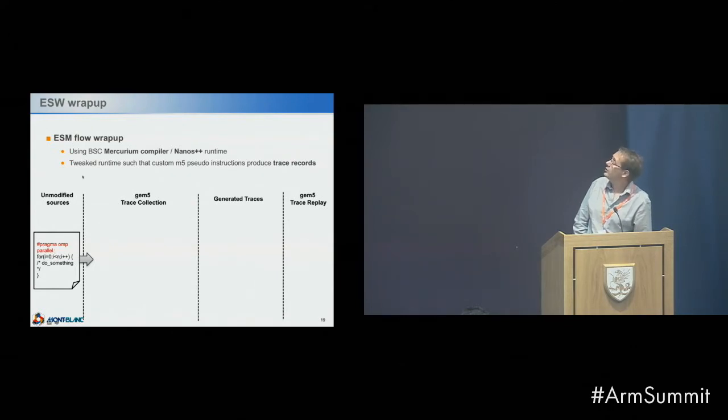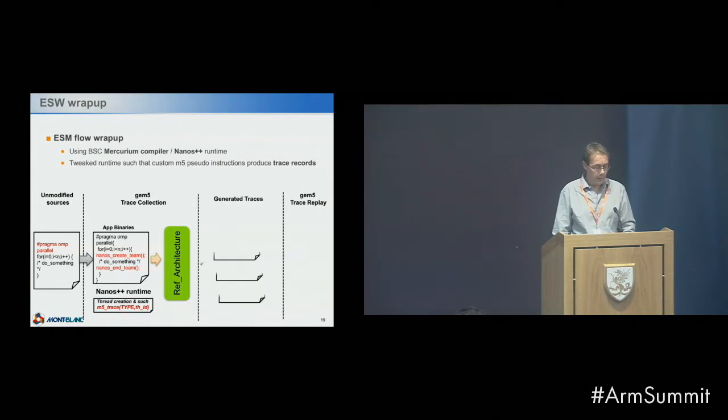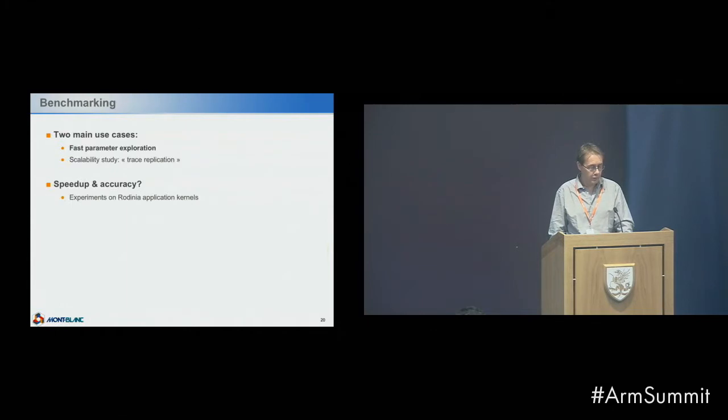So in order to do that, so that's a kind of wrap-up, I still have the same kind of code. We use the BSC Mercurium compiler together with the Nanos++ runtime. We've tweaked the runtime a bit, such that whenever there's a call to the runtime, so that's depicted here, then there's a call to a custom pseudo instruction, or M5 pseudo instruction, that actually creates a trace record and makes it possible to actually trace the execution of the application and the synchronization without actually modifying what's happening inside the simulated architecture. It generates all three traces, and then you can go on with the replay.